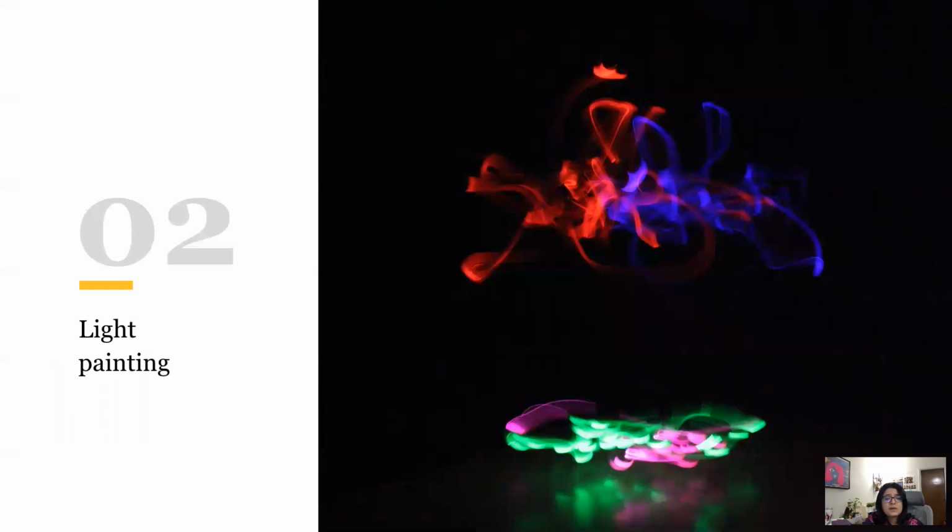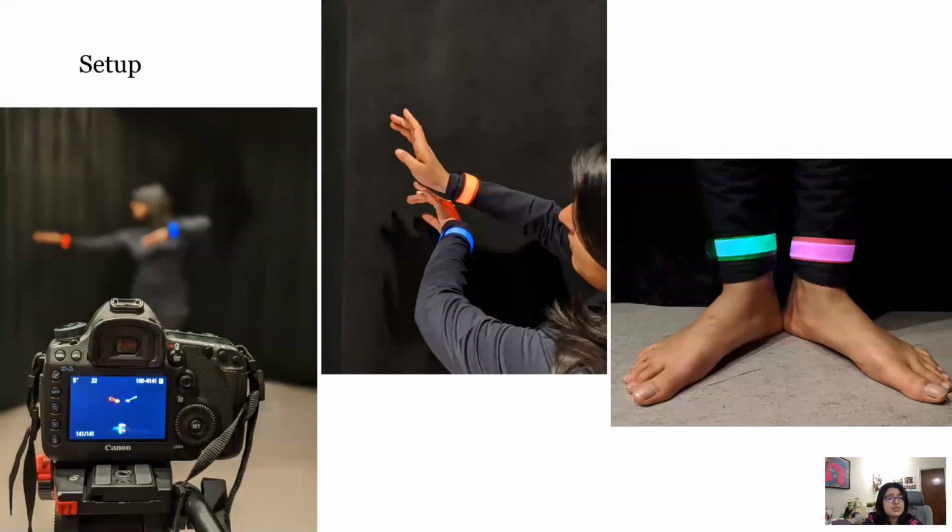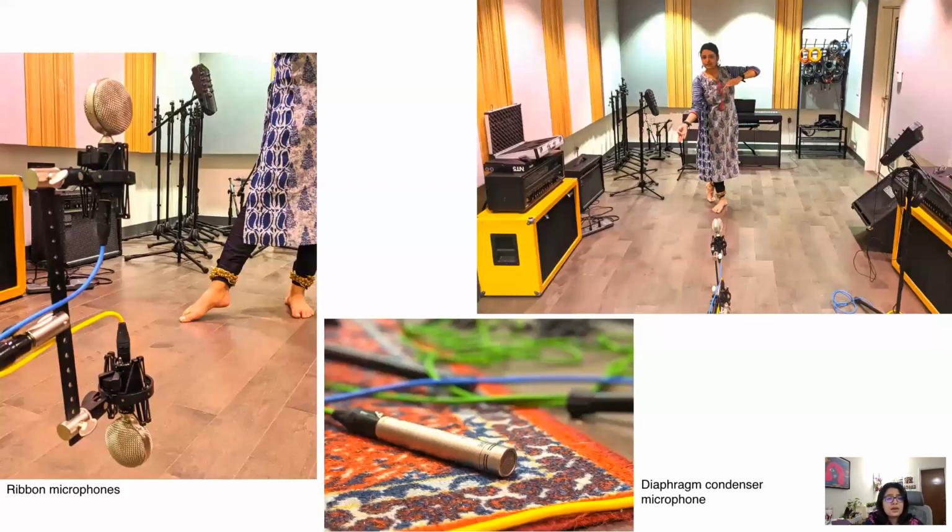In my second experiment, I used long exposure photography to capture the same dance movements. The light source used in this experiment are LED bands, which are colored. I attached them to my wrists and ankles to capture the movement of the choreography in a dark room. I also recorded the sounds, which allowed me to capture the sounds of the verbal notations, my bells on my feet, and my foot tapping.